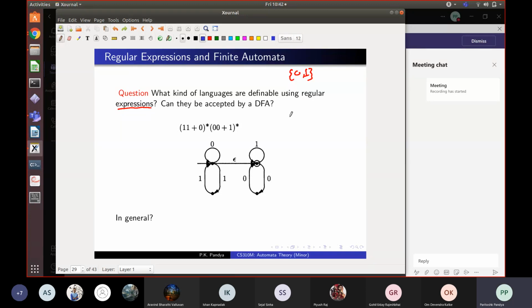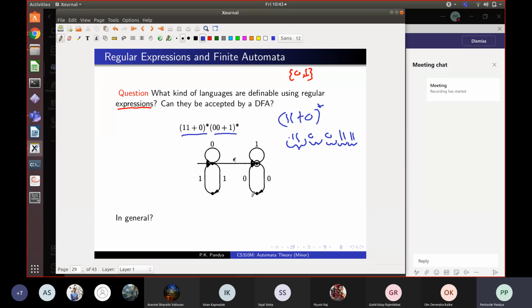Just try to visualize what (11 + 0) star means. The whole string can be broken into chunks where each chunk is either 11 or a 0, and it's a sequence of such things. Maybe there's another 0, then another 11, and maybe then another 11, something like this. You accept each chunk using this transition or using this subpath, and you go around this any number of times. That denotes the language of the first half.